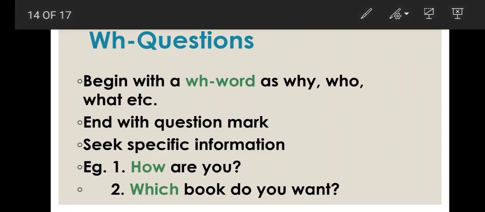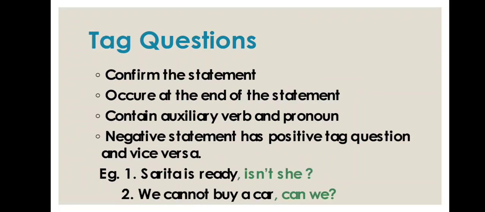Next type of questions is tag questions. Tag questions always confirm the statement. They occur at the end of the statement. And tag questions contain an auxiliary verb and a pronoun. If there is a negative statement, the tag question is always positive. If the statement is positive, it has a negative question tag. So, a negative statement has a positive tag question and vice versa.